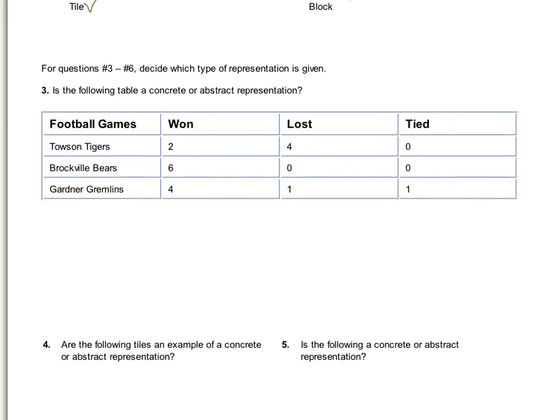Number 3 says, is the following table a concrete or abstract representation? Well, to figure that out, ask yourself, can you move it? Or is it written? That's really the 2 questions. And this table is something that's written, so that makes it abstract.